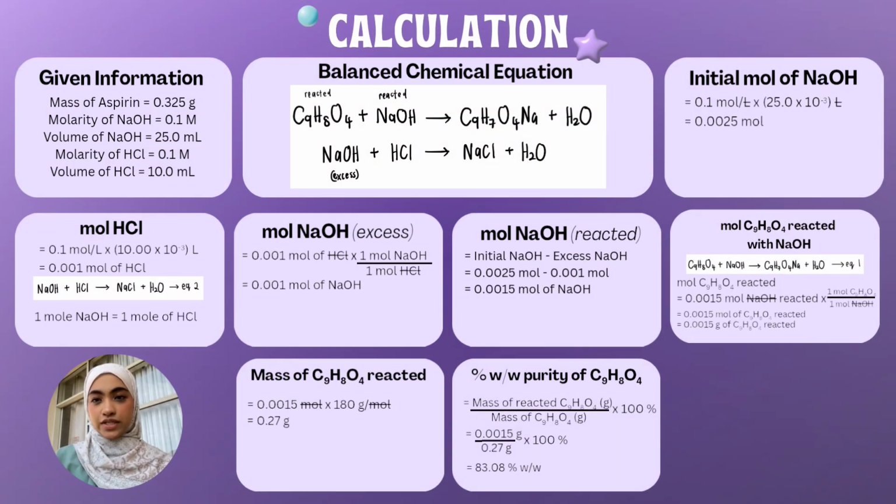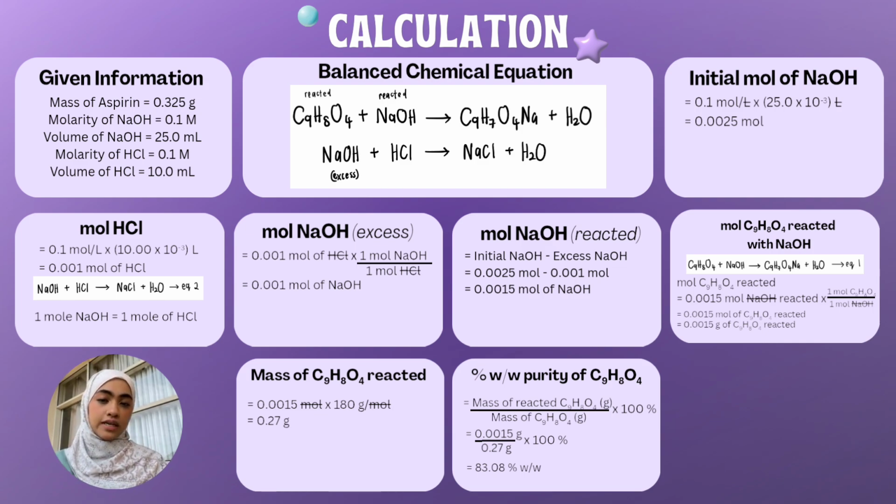Now we move on to the calculation part. So we have the given information. The first one is the mass of aspirin, which is 0.325 gram, while the molarity of sodium hydroxide is 0.1 molar, and the volume of it is 25 milliliter. While the molarity of hydrochloric acid is 0.1 molar, and the volume of it is 10 milliliter.